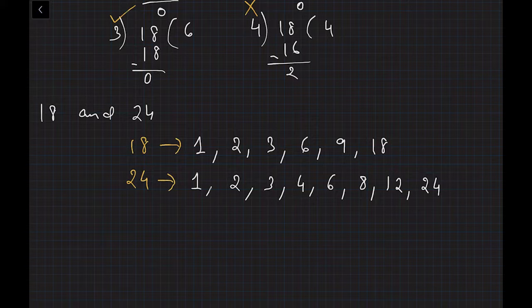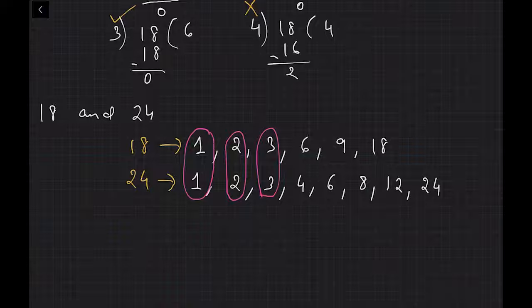Now let's circle the common factors. Now 1 is a common factor. The reason is 1 is a factor of both 18 and 24. Therefore, 1 is a common factor. 2 is also a common factor. 2 is a factor of 18 as well as 24. Therefore, 2 is a common factor. 3 is also a common factor because 3 is a factor of 18 as well as 24.